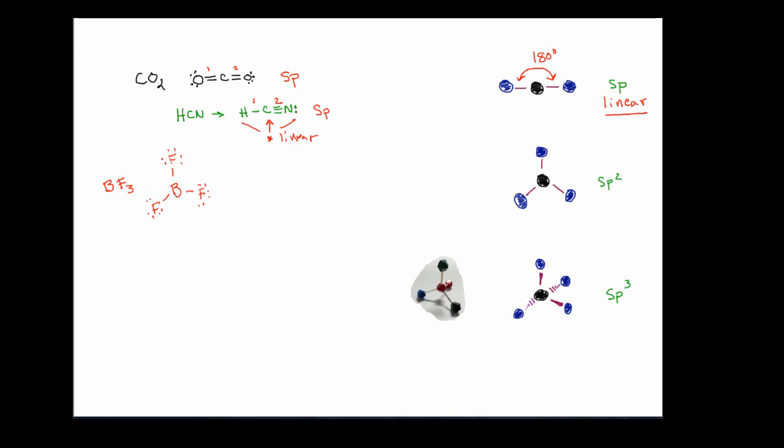All right, I'm going to change my color. I'll put a number by each one. So we've got 1, 2, 3. We subtract 1, so this is sp2. So for an sp2 hybridized molecule, these are trigonal planar, so it's like a plate, and the bond angles are 120 degrees.